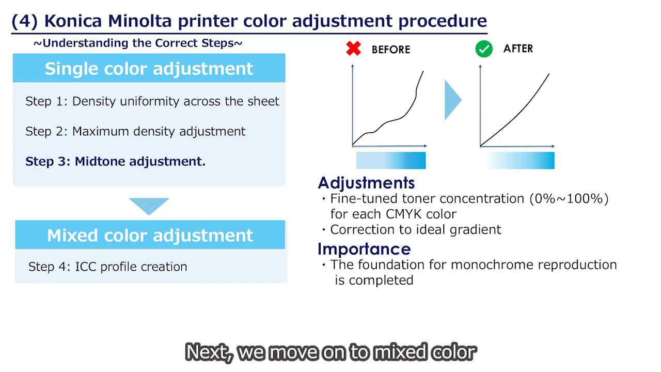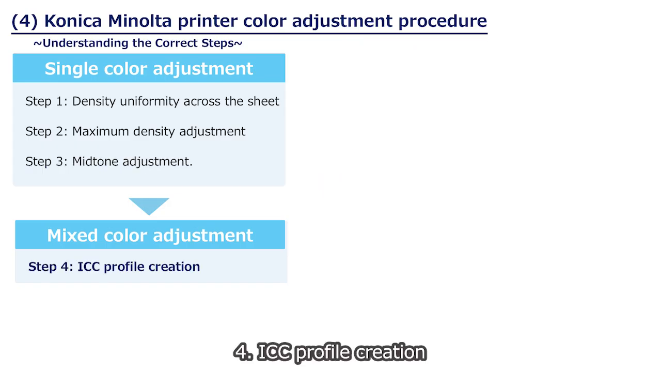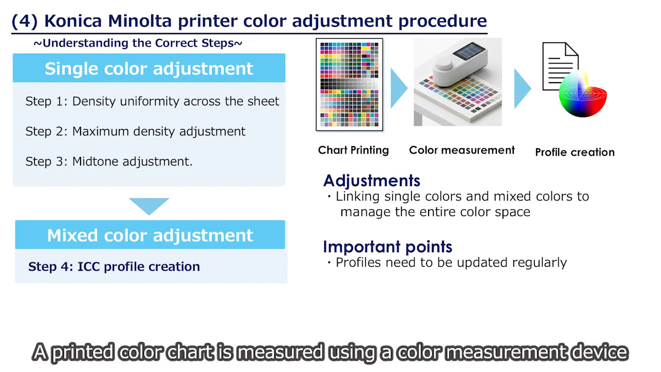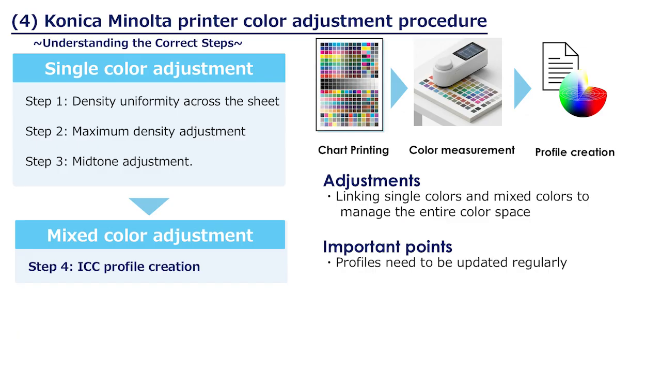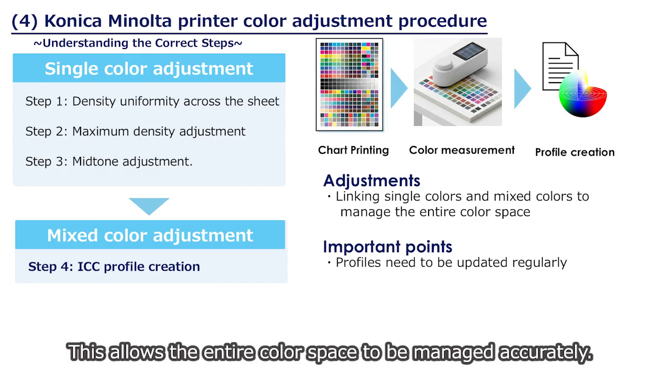Next, we move on to mixed color adjustment by creating an ICC profile. 4. ICC profile creation. A printed color chart is measured using a color measurement device. Based on this data, an ICC profile is created to link single colors and mixed colors. This allows the entire color space to be managed accurately.